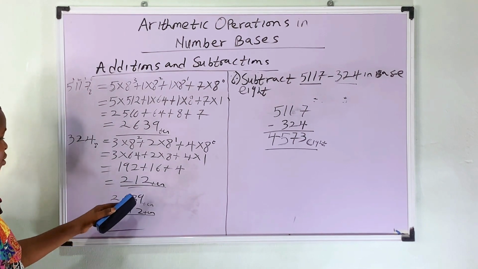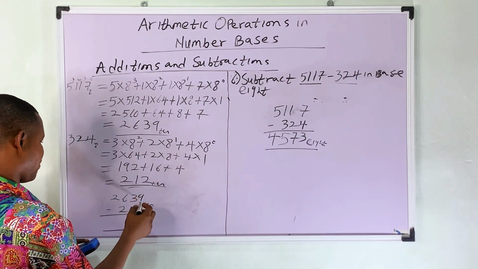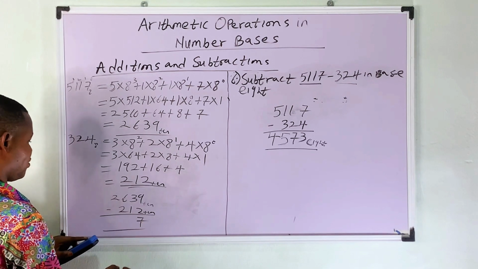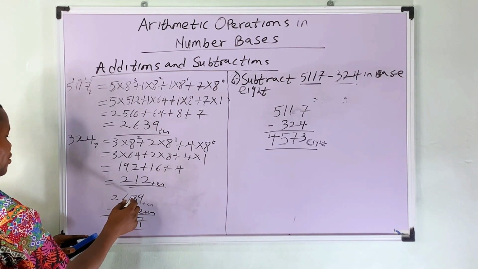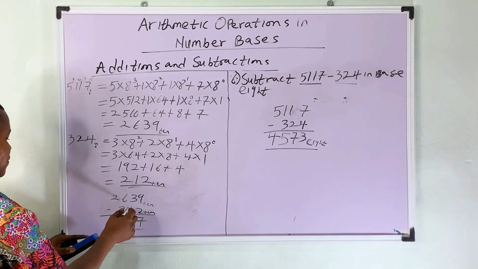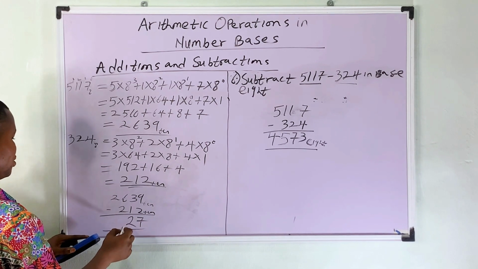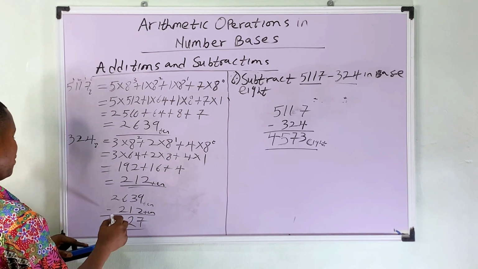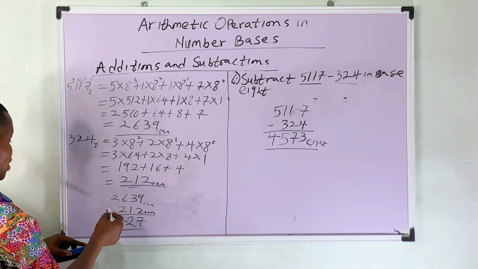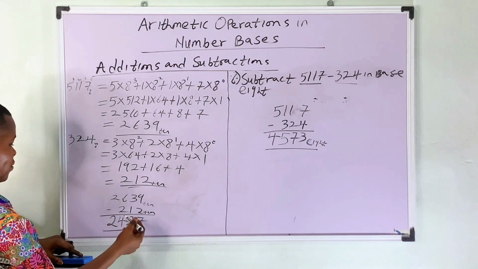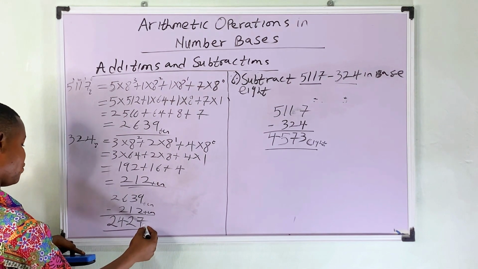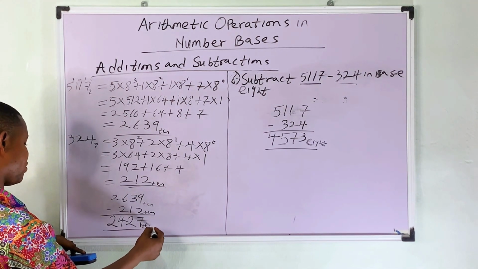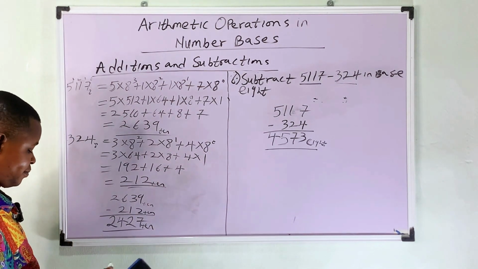9 minus 2, that is 7. 3 minus 1, that is 2. 6 minus 2, that is 4. Then 2. 2 minus 0, of course, is 2. Then we have 2427 in base 10.